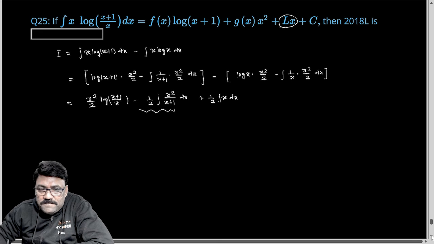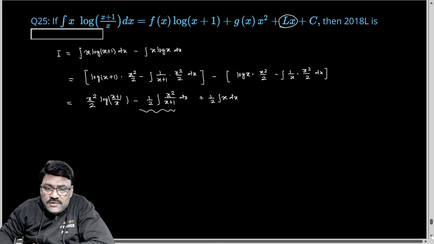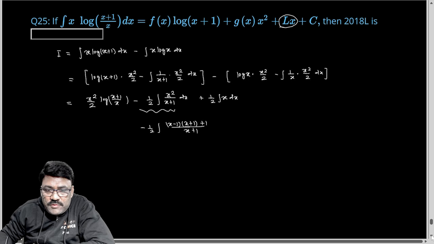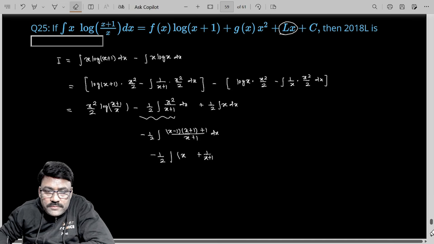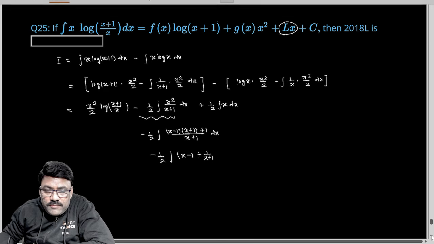And see, this integration, minus half times x square over (x plus 1), if I calculate it, x square can be written as x square minus 1 plus 1. So (x minus 1)(x plus 1), and then plus 1, over x plus 1 dx. So this will be minus half the integral of (x minus 1 plus 1 by (x plus 1)) dx.